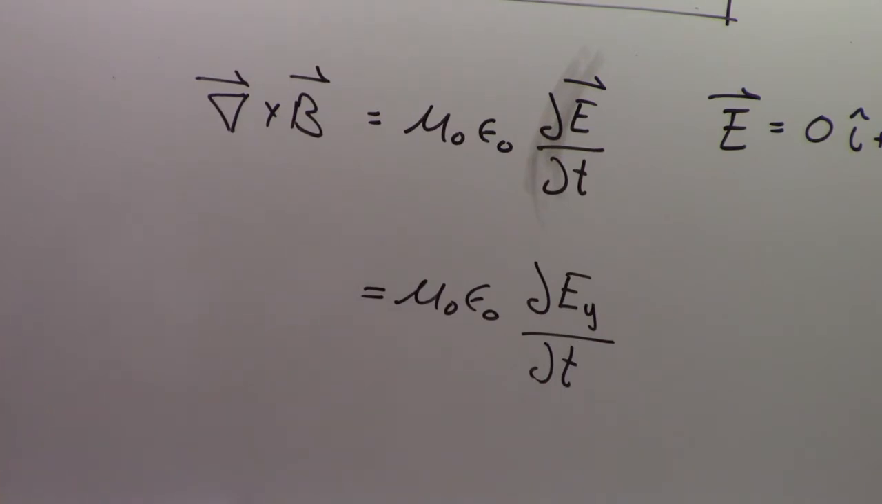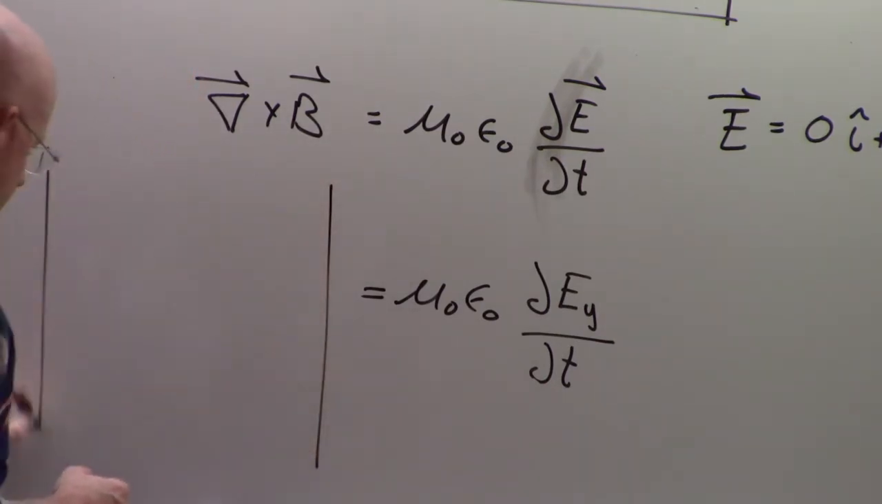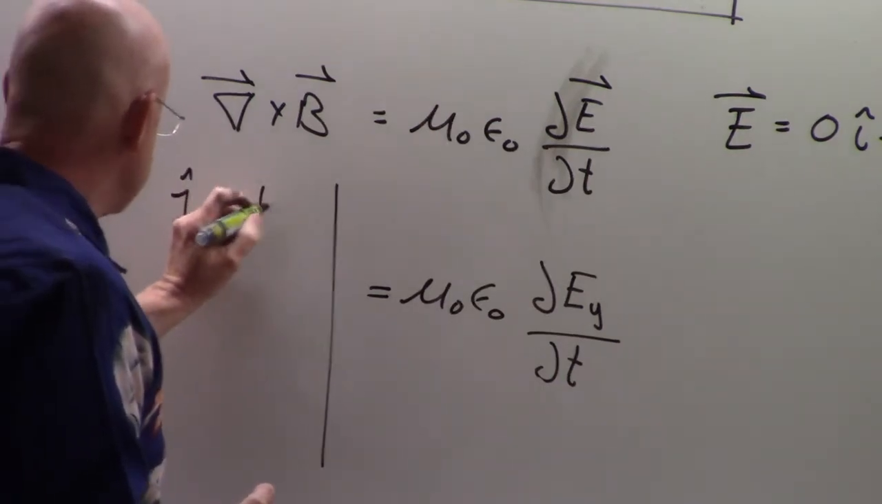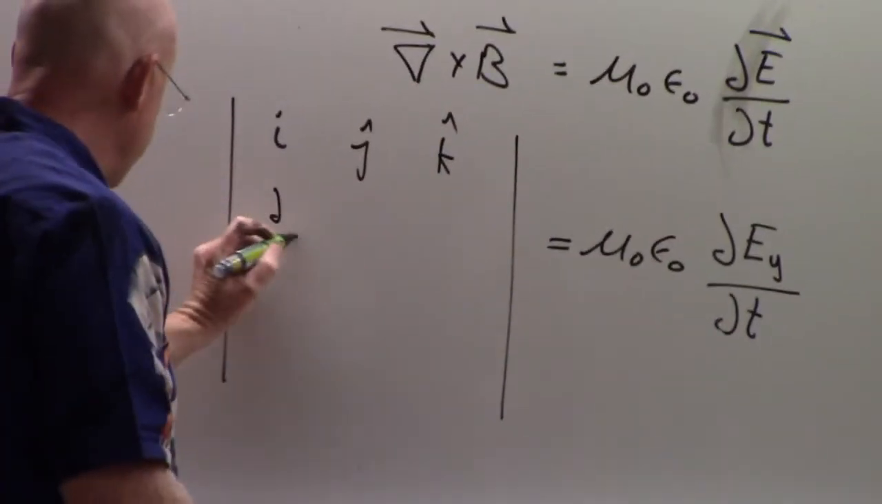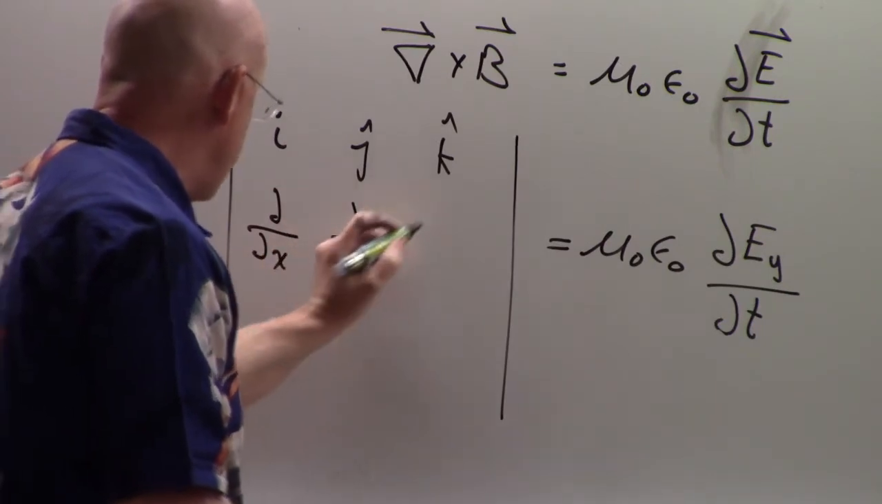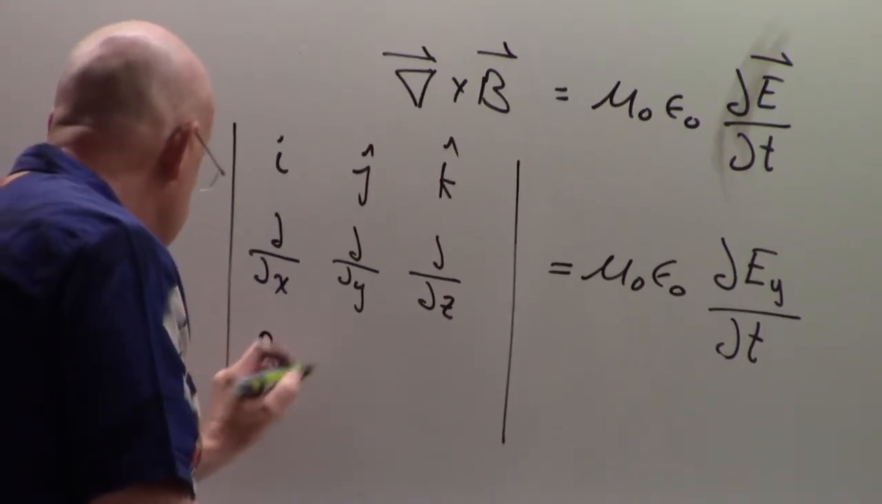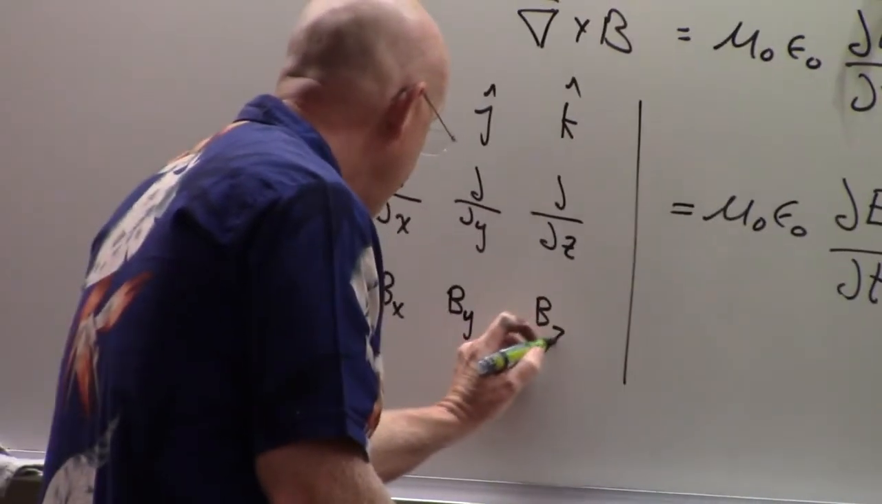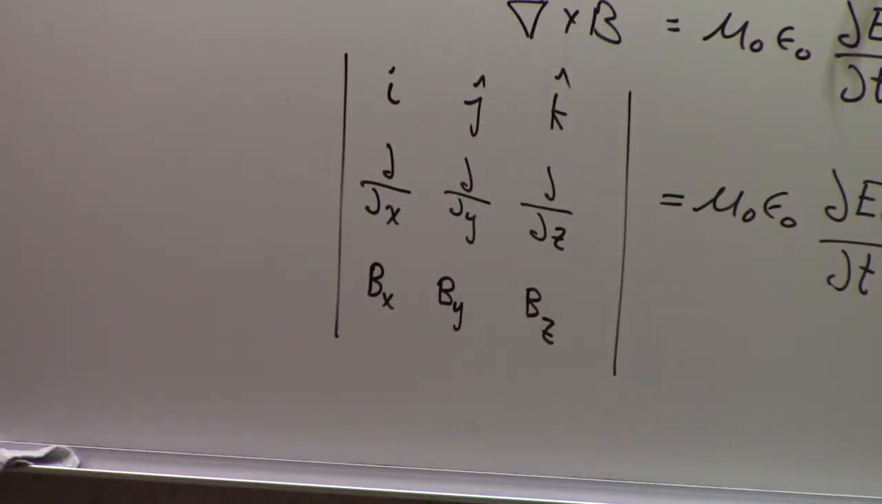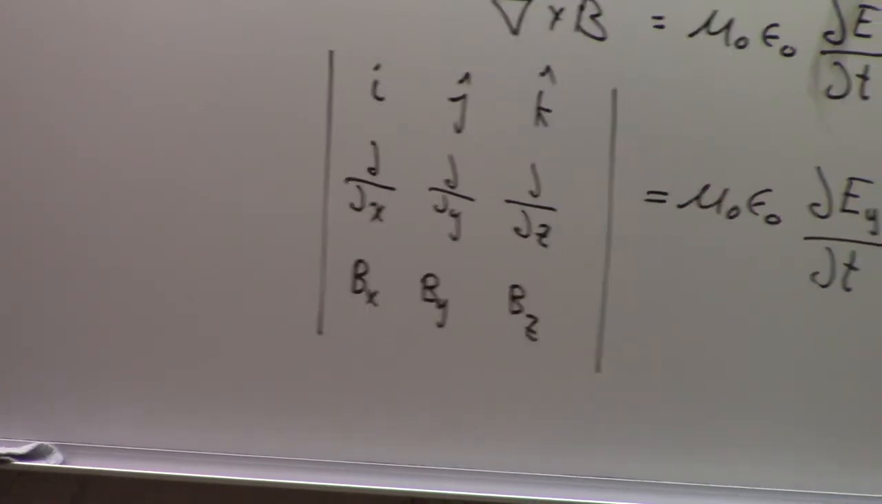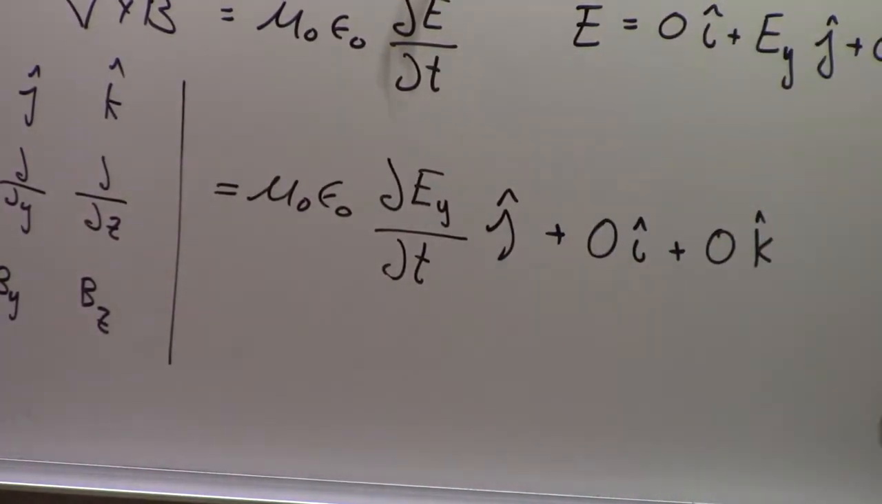Now, if you remember how to do your curls, this is the part where I was saying, all right, maybe we've got to do some math that is either new to you or maybe not familiar. It's this 3x3 determinant. It's I hat, J hat, K hat. Then the gradient is the derivative with respect to X, derivative with respect to Y, and derivative with respect to Z. And then the magnetic field would be B_x, B_y, B_z. And so maybe I should point out that this would be a J hat because there would be zero I hat and zero K hat. So when you do this curl, you're going to get something like this.